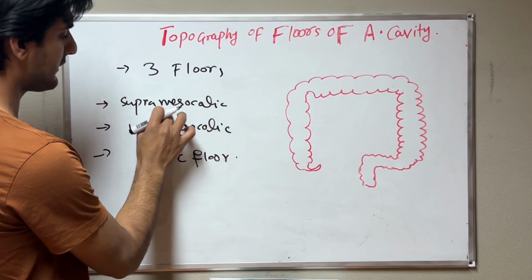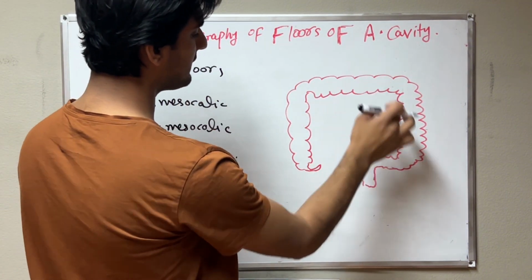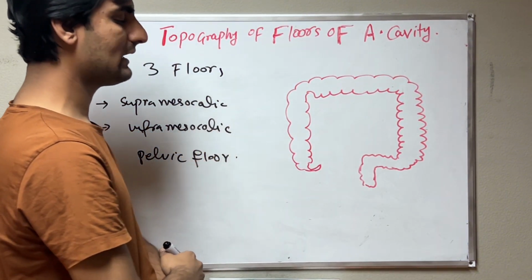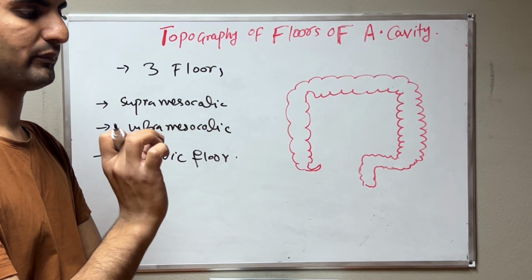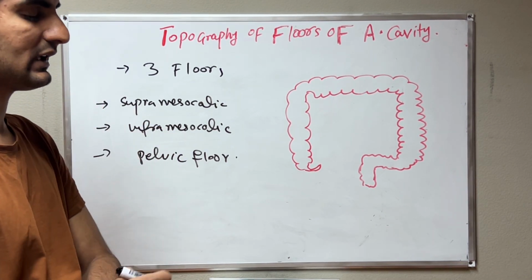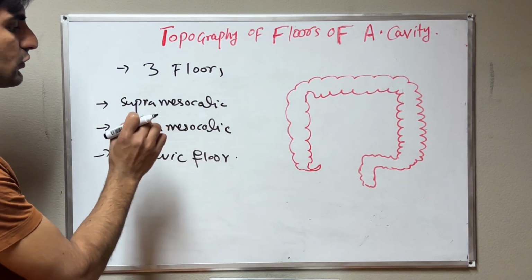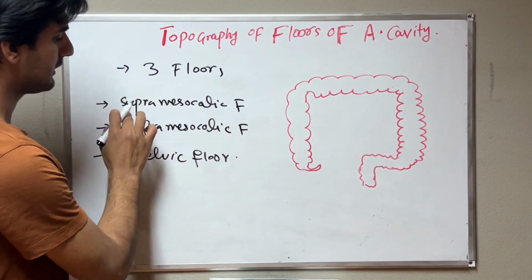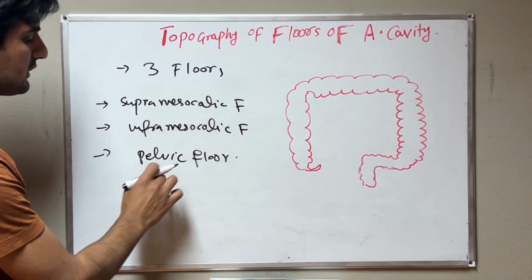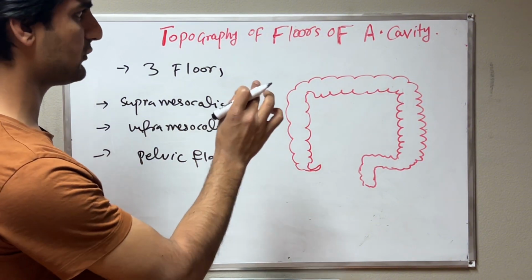And what is the meaning of mesocolic? If you remember, I told you the transverse and sigmoid colon of the large intestine are covered by mesoperitoneum. These are mesoperitoneal organs. That's why it's called the mesocolic floor. Okay, we have three floors: the supramesocolic floor, the inframesocolic floor, and the pelvic floor. Now we're going to discuss each floor of the abdominal cavity.